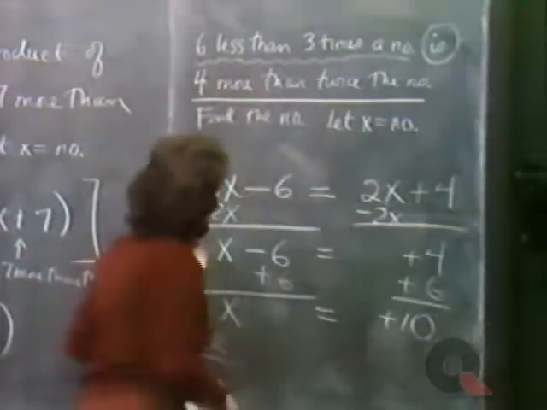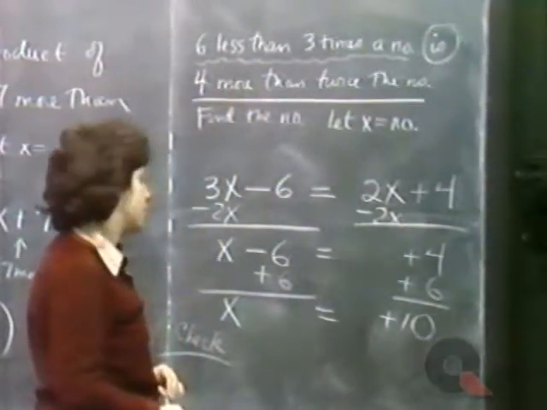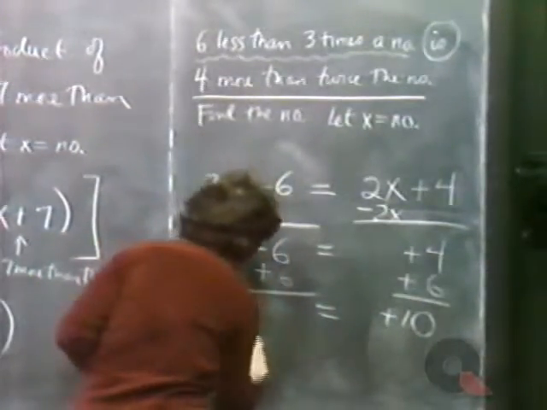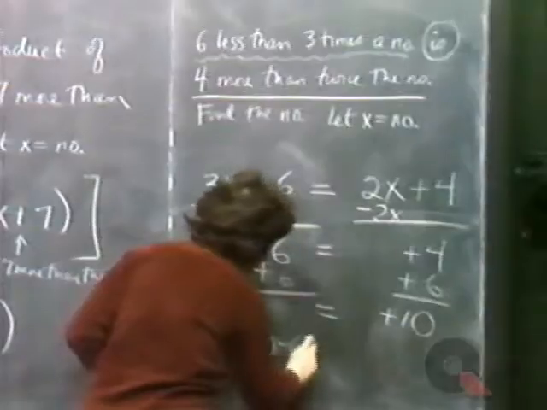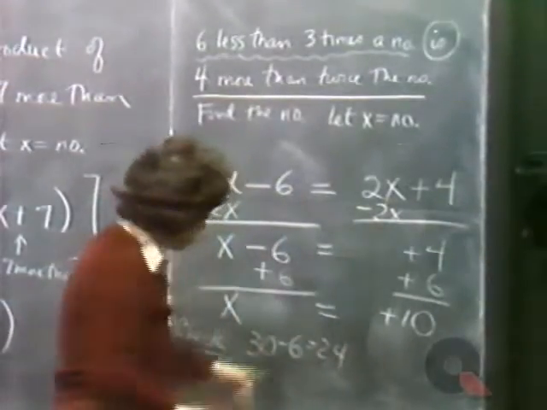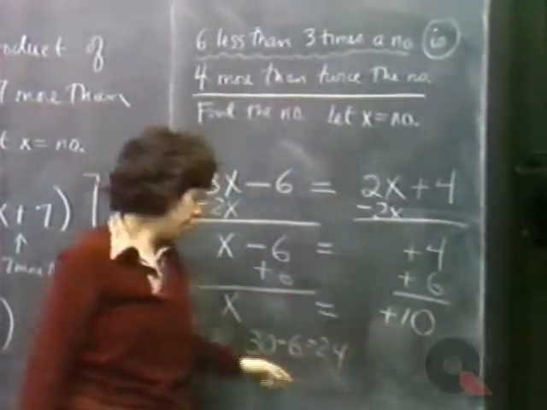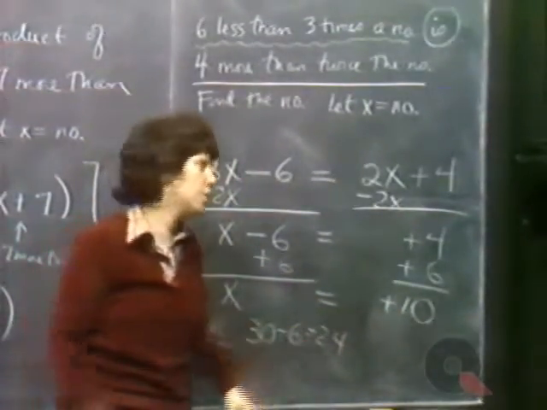You look at the first phrase. You say 6 less than 3 times the number, and figure out what that is. Well, 3 times this number, that's 30. 6 less than that is 24. 6 less than 3 times a number. The number was 10. 3 times that was 30. 6 less than that, 24.